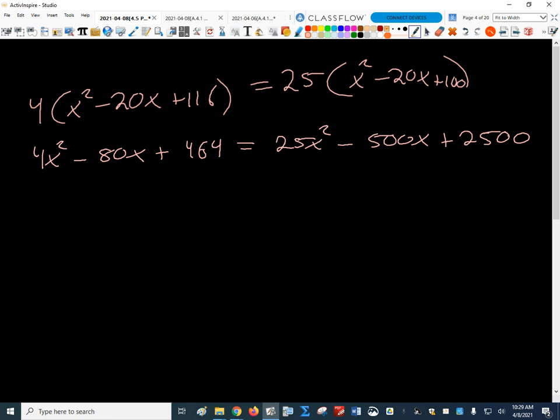I'm going to end up with a positive x squared. If I add 80x, I'm going to get minus 420x. If I subtract 464, what am I going to get here? No, I'm going to get 1. Oh, no, I'm not. I'm going to get 2036. And all that's equal to 0.